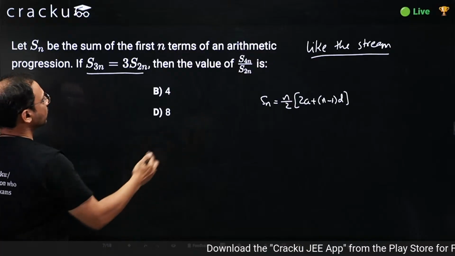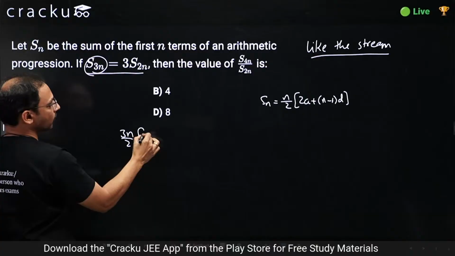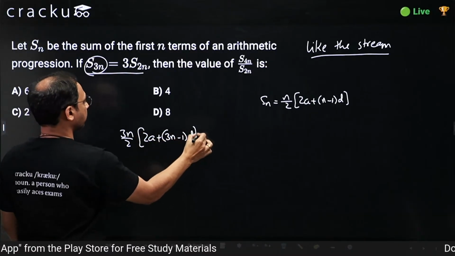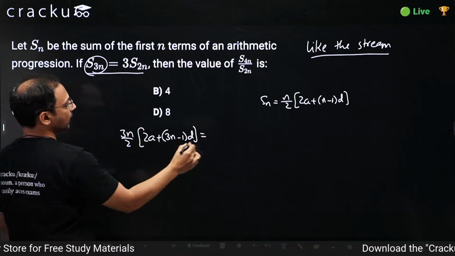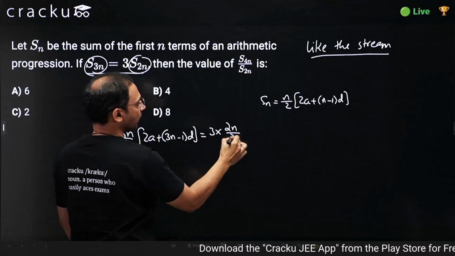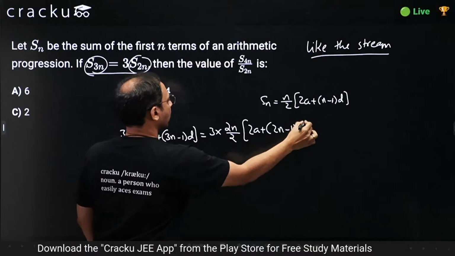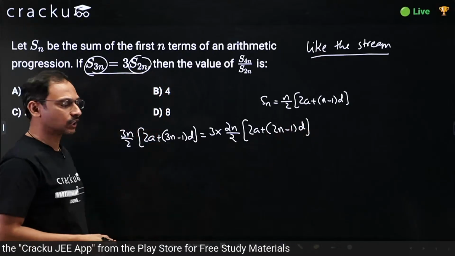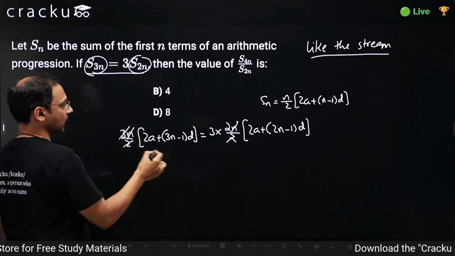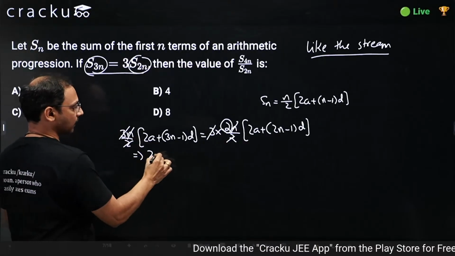So let's directly use this result. S3n I can write as 3n by 2 into 2a plus 3n minus 1 into d. 3 into S2n I can write as 2n by 2 into 2a plus 2n minus 1 into d. So some cancellations will happen. 2 will get cancelled off, n will get cancelled off. Here 3 is also getting cancelled off. This 2 will survive.